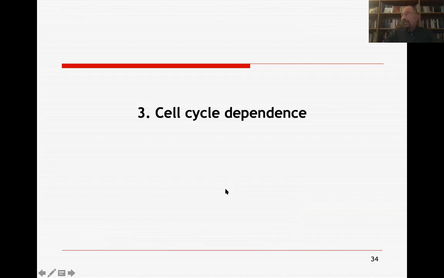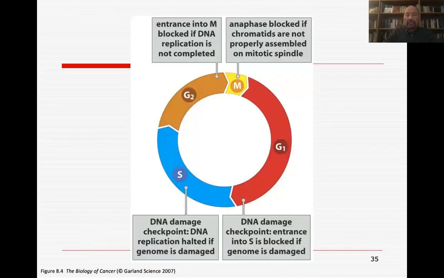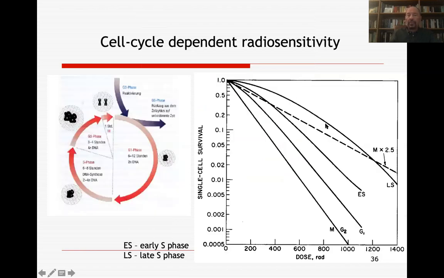So third will be the cell cycle dependence. Now the cell cycle we have seen it already. This is only to remind you that we have G1, where essentially the cell grows until the checkpoint. Then it duplicates the DNA in the S phase. Then you enter another gap phase, the G2, with a further checkpoint here before entering in mitosis, and then you have two cells.